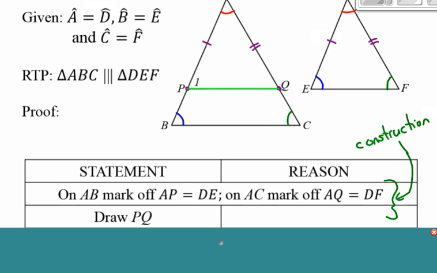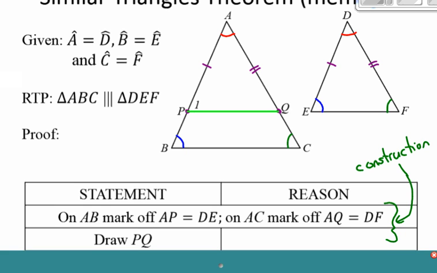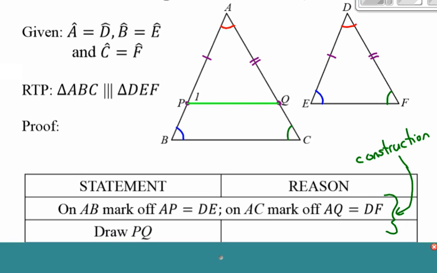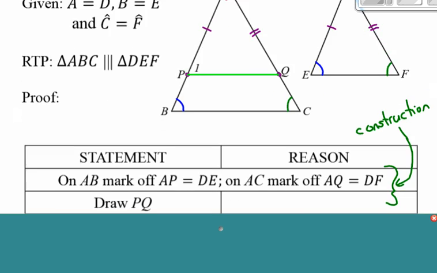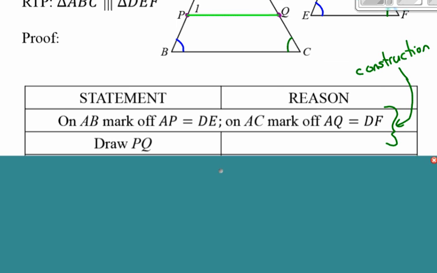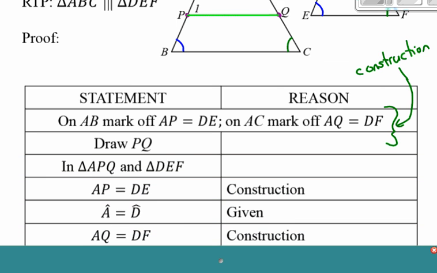Alright, so let's see the next thing we need to do. We actually now want to prove that those smaller triangles APQ and DEF are in fact congruent. So let's go about doing that. Here's our proof for congruency. Those are our next few steps.